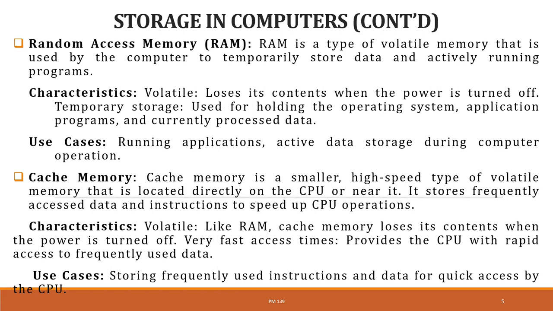All right, so use cases. So running applications, active data storage during computer operations. So these are areas where the random access memory normally takes effect.